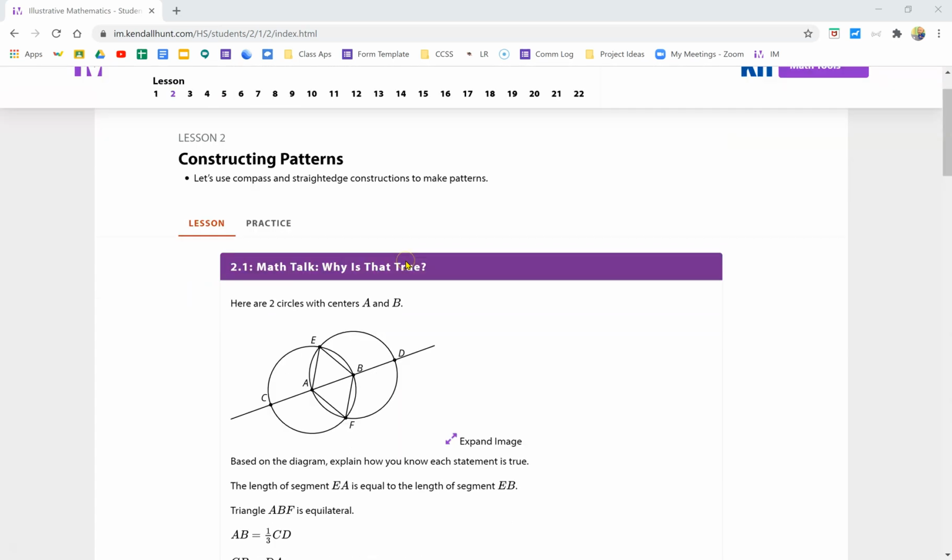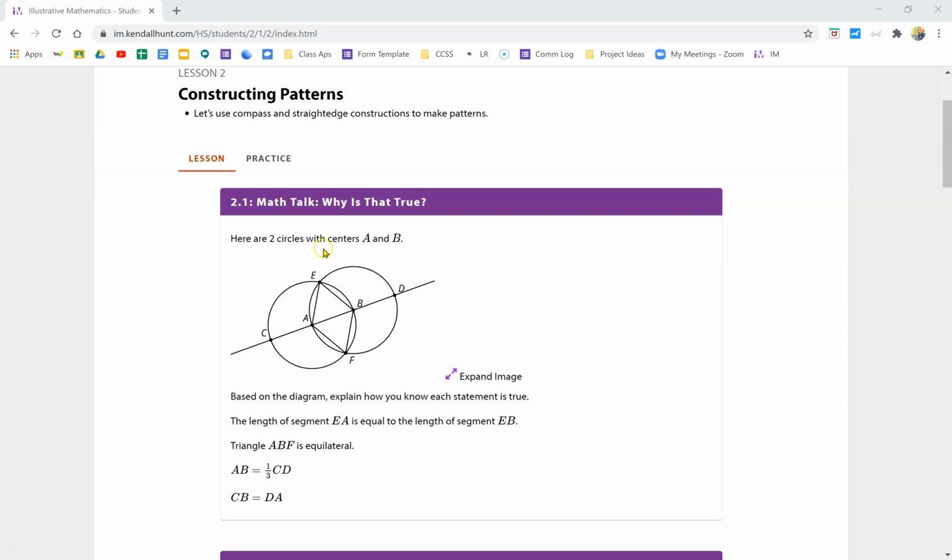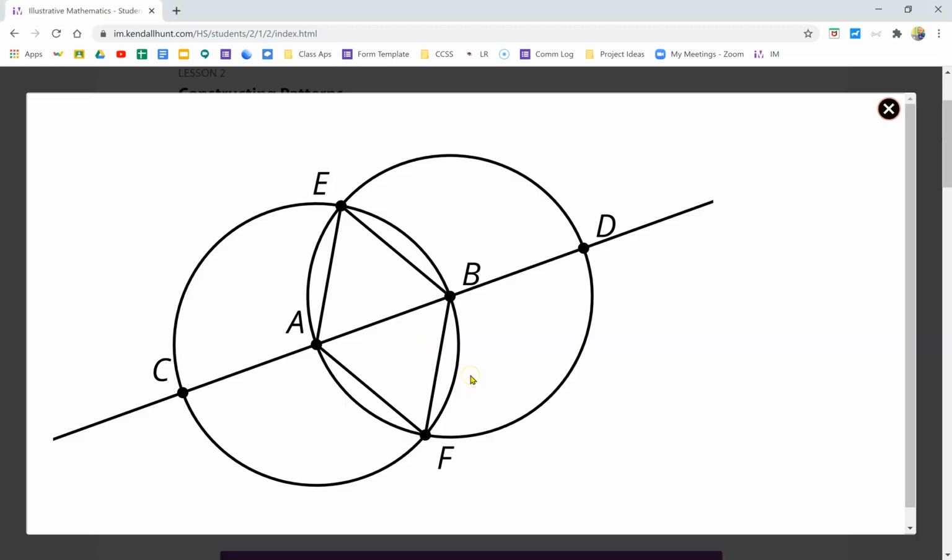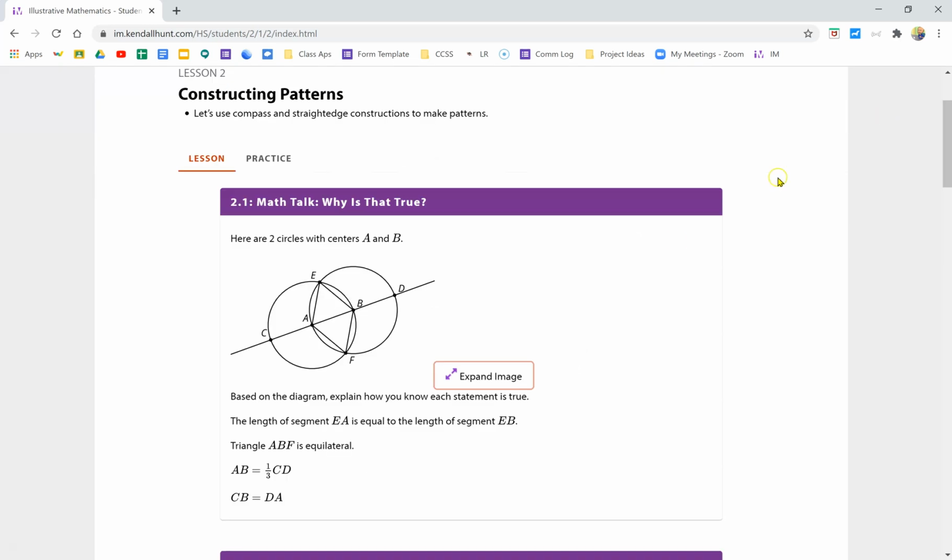So, in this first question it says here are 2 circles with centers A and B. Here's A and B. And in fact, if you click on the expand image, you can make this bigger and take a look at the figure a little bit closer. But the question is, based on this diagram, how do you know that each of these statements is true? There are 4 statements that follow. So let's take a look at them.